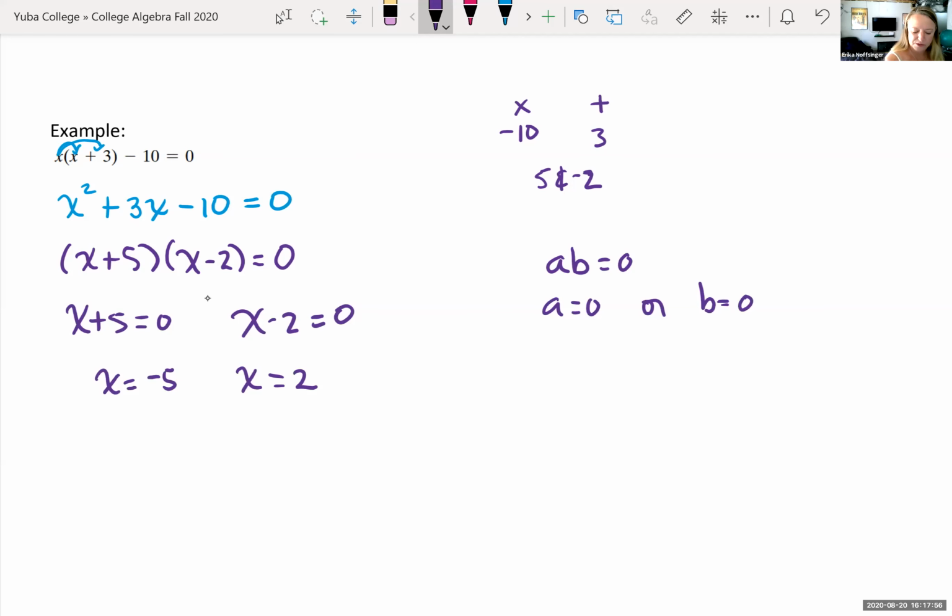There were no stipulations at the beginning that we had to make any restrictions. There are no variables in the denominator. And so our solution is negative 5 and 2.